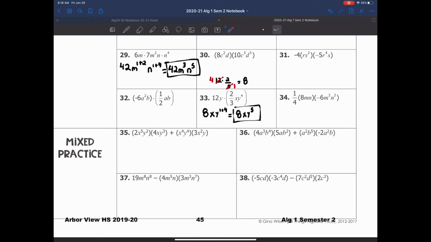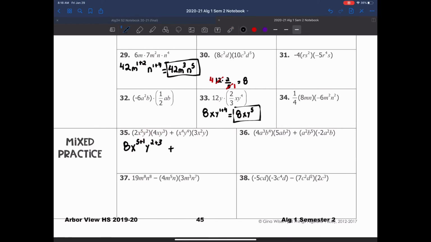So looking at number 35, let's do the first left-hand side of the equation first. Let's go ahead and multiply these two together. So if I am multiplying 2x to the 5th y squared times 4xy cubed, order of operations says, well, I've got to do multiplication first, so that's why I'm multiplying. So let's go ahead and do my coefficients. 2 times 4, that gives me 8. Then I have x to the 5th times x to the 1st. That's going to be x to the 5 plus 1, or x to the 6th. Then we have y squared times y cubed. That's y to the 2 plus 3.